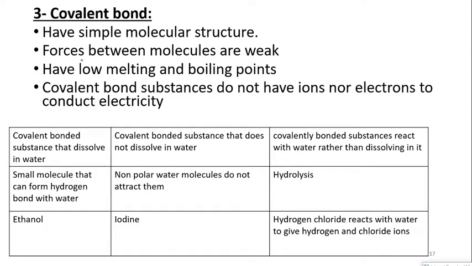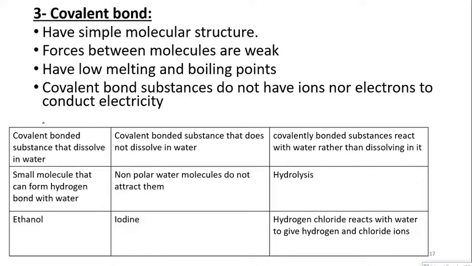Now, if I look at the covalent bond, they have simple molecular structure, and the forces between molecules are weak. They have low melting points, and very low boiling points as well. The covalent bonded substances do not have ions nor free electrons to conduct electricity. I have 3 types of covalent bonded substances. Some of them dissolve in water, some of them don't dissolve in water, and some of them, instead of dissolving, will react with water.